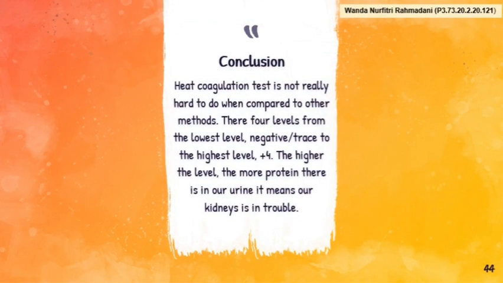Conclusion: the heat coagulation test is not really hard to do when compared to other methods. There are four levels, from the lowest level, negative or trace, to the highest level, +4. The higher the level, the more protein there is in our urine. It means our kidneys are in trouble.